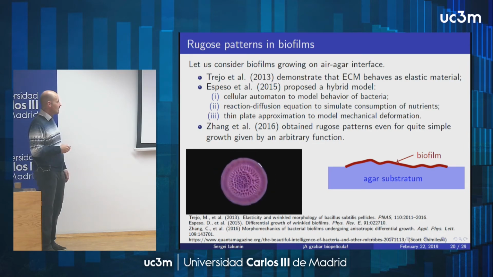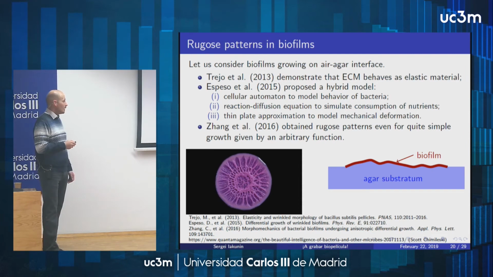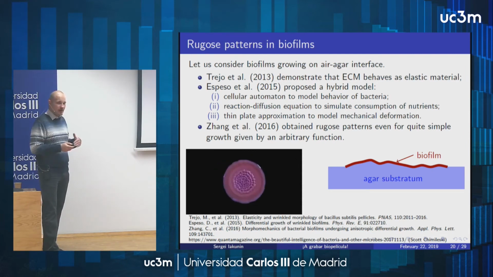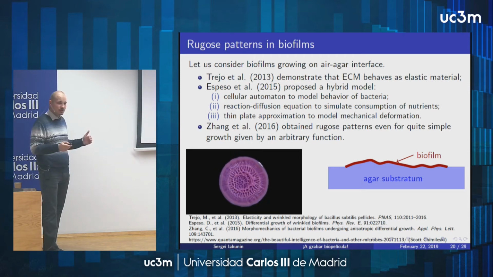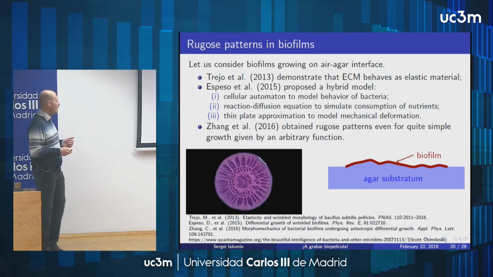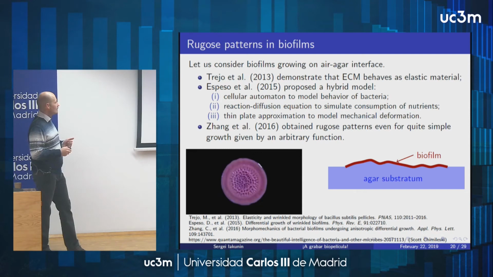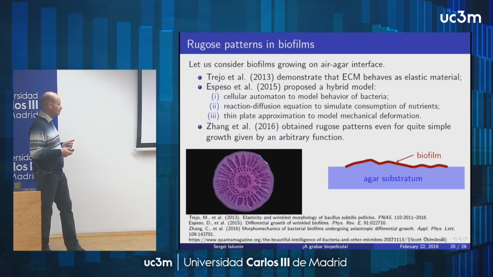hybrid model proposed by Espesso. They use cellular automaton behavior to explain how bacterial cells behave. Next, they used the usual reaction diffusion equation for distribution of nutrients and oxygen inside the biofilm. And finally, they couple both these methods with thin film approximation to simulate the biofilm itself and its wrinkles.